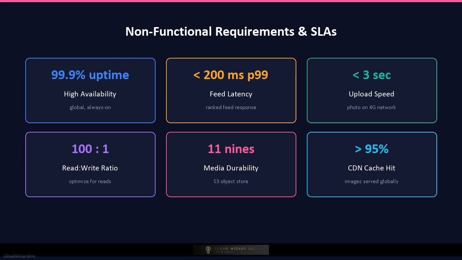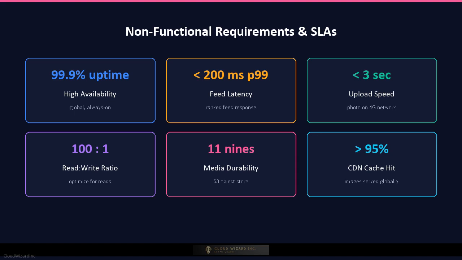Now the non-functional requirements. Instagram must support 2 billion monthly active users, with peak write traffic during major global events. Photo and video uploads must complete within a few seconds on a mobile connection. Feed generation must return results in under 200 milliseconds at the 99th percentile, even under heavy load. The platform must be highly available globally, targeting at least 99.9% uptime. Reads must vastly outnumber writes. The read-to-write ratio is roughly 100:1, so the architecture must be heavily optimized for reads.